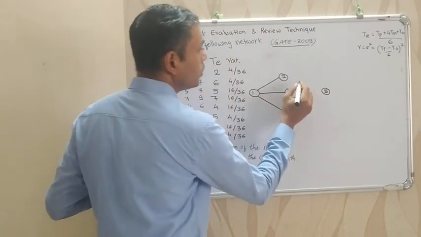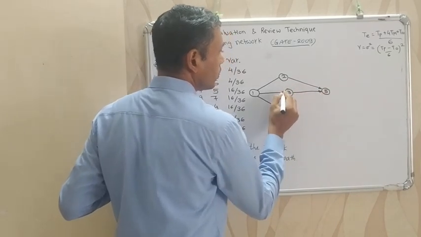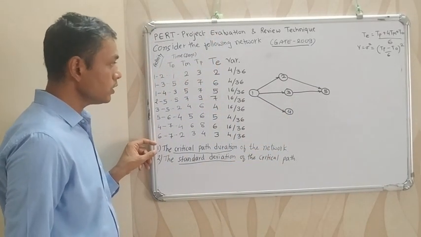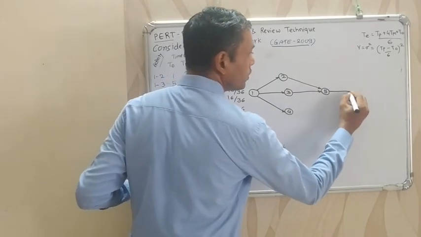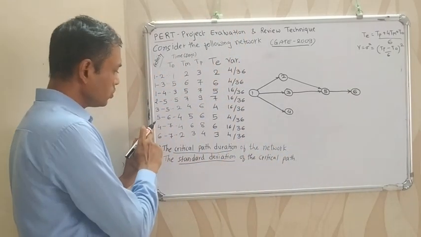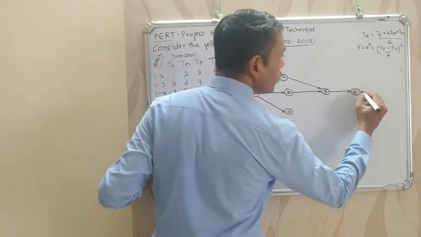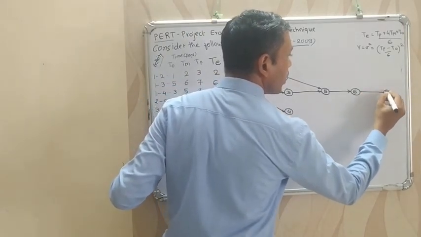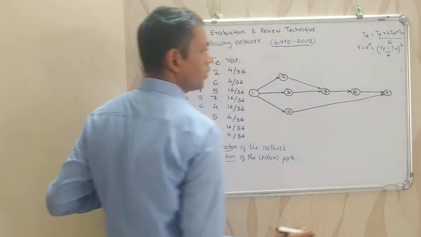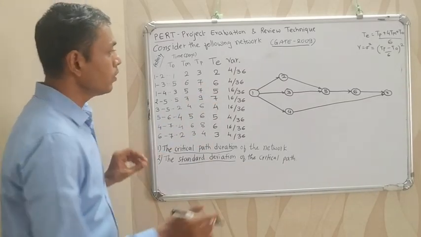So event 5 is here, somewhere here. 2 to 5, 3 to 5. Then 5 to 6, 4 to 7 and 6 to 7. So activity 5 to 6. Now 6 to 7 and 4 to 7. Activity 4 to 7 is terminating in event 7, so we will draw it like this. Now we will note down the estimated time of each activity on the arrow.